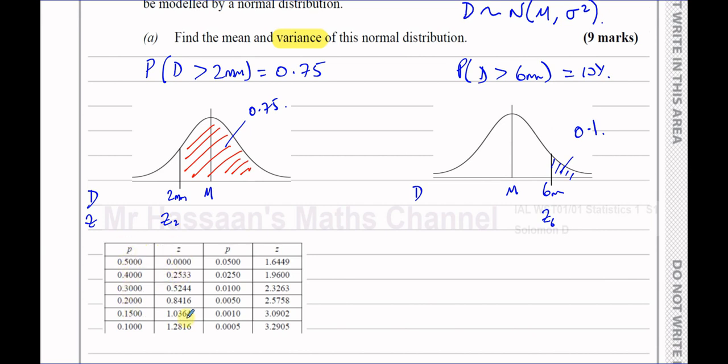Now the thing is, we don't have any negative Z value. This definitely is going to be a negative Z value. This is going to be a positive Z value. This table doesn't have negative Z values. Right, it has positive Z values, but we've got to use the symmetry of this curve in order to work out what we're going to look for.